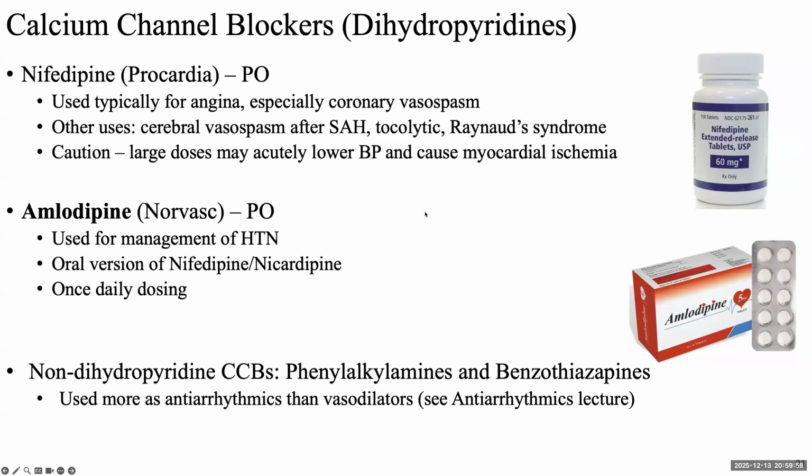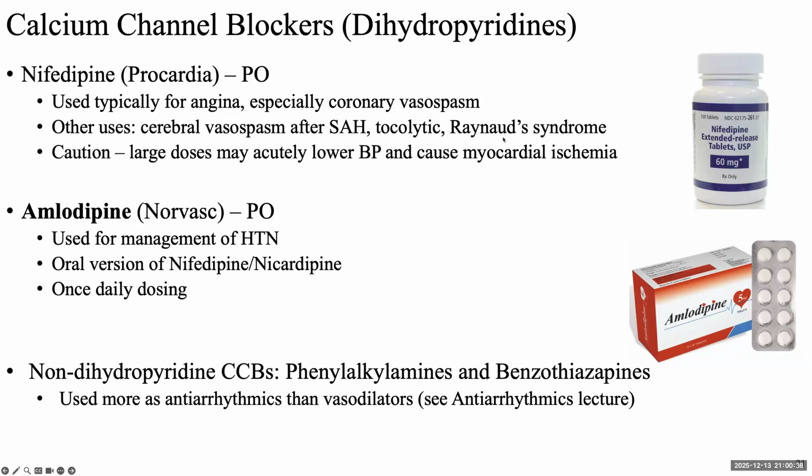All right, now we have some other drugs, well, not over the counter, but drugs that could be taken at home among the dihydropyridines. So nifedipine or Procardia, you can take this PO. This is used typically for angina, especially for coronary vasospasms. There are other uses such as cerebral vasospasm prophylaxis after a subarachnoid hemorrhage. It could be used as a tocolytic, right? In other words, reducing uterine contractions. And it can also be used in Raynaud's syndrome.